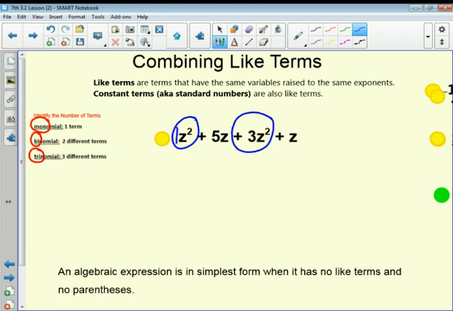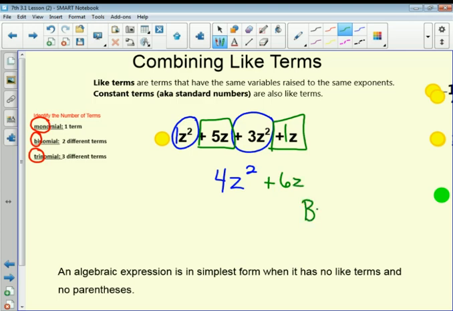So 1 z squared plus 3z squared. 1 plus 3 is 4z squared. And then I have just some z's. Once again, that's a 1 with that z. So 5 plus 1 gives me plus 6z. Okay, so we have two terms, so it would be binomial.